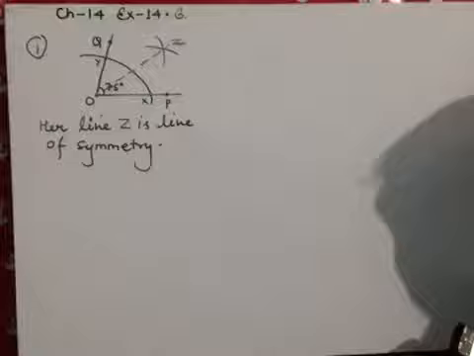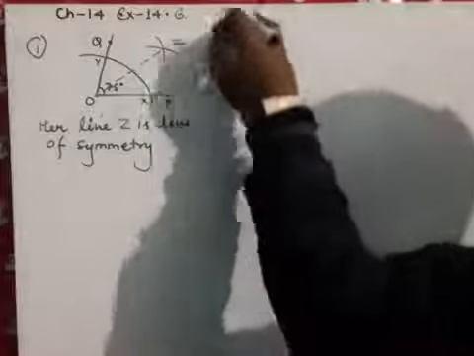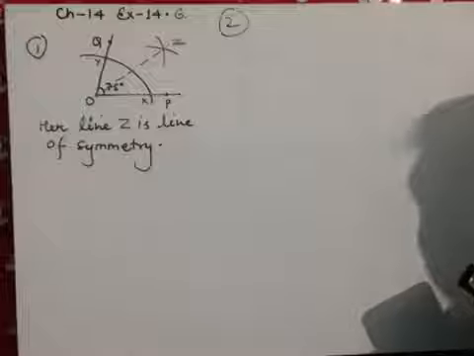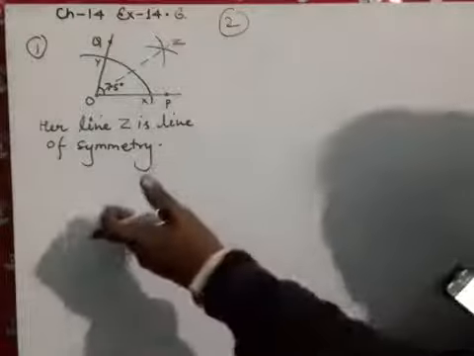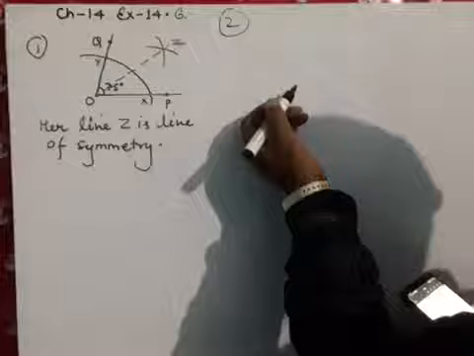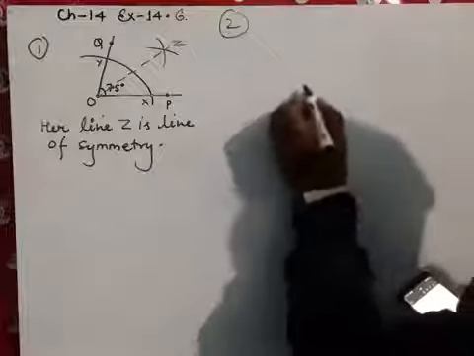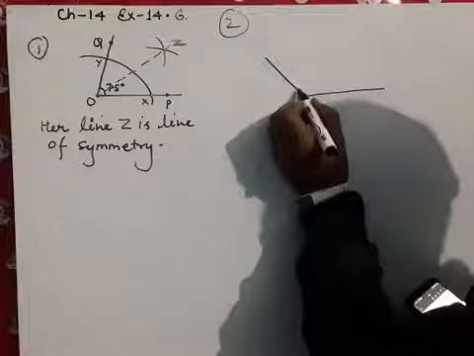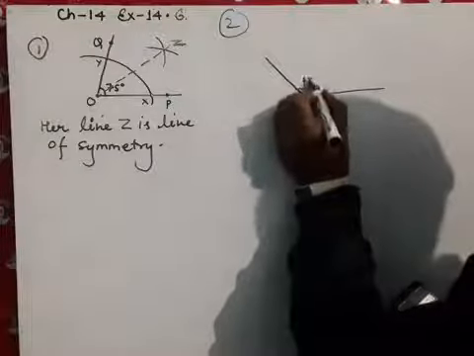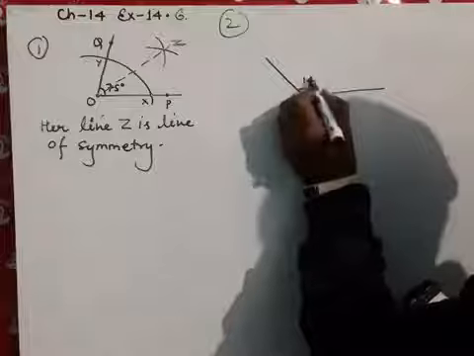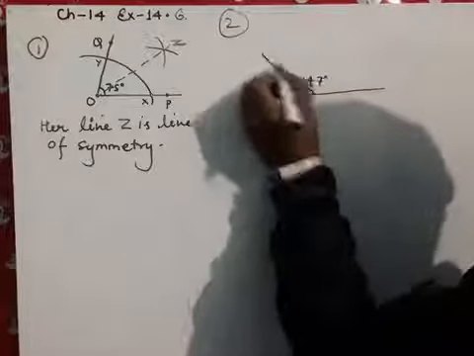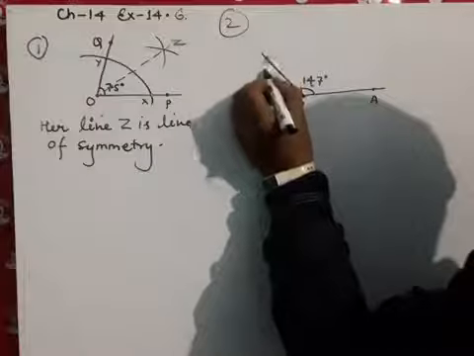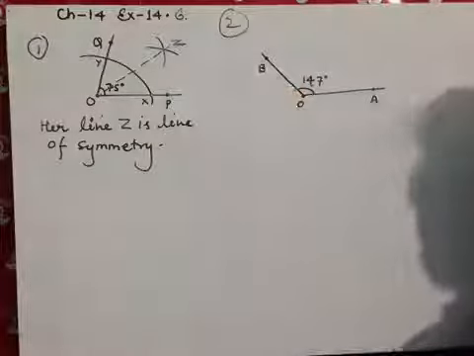Now going to question number 2. In question number 2, the question is saying, draw an angle of measure 147 degrees and construct its bisector. Same thing you have to do. First of all, by using the protractor, you have to draw an angle of 147 degrees. So this is the angle of 147 degrees. Suppose that the angle is AOB. This is the angle AOB.